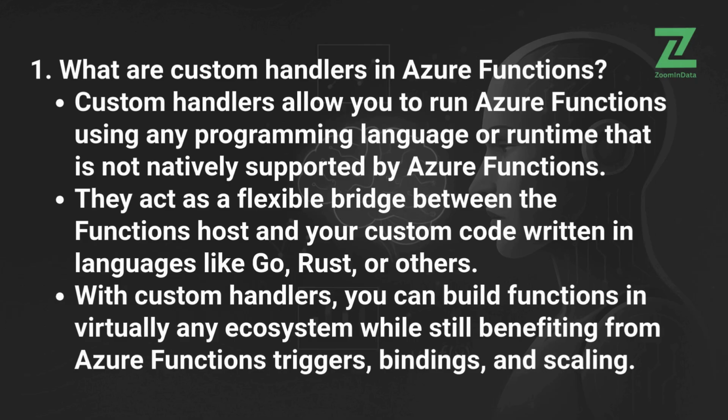What are custom handlers in Azure Functions? Custom handlers allow you to run Azure Functions using any programming language or runtime that is not natively supported by Azure Functions. They act as a flexible bridge between the Functions host and your custom code written in languages like Go, Rust, or others. With custom handlers, you can build functions in virtually any ecosystem while still benefiting from Azure Functions triggers, bindings, and scaling.